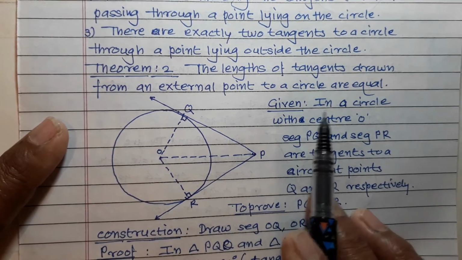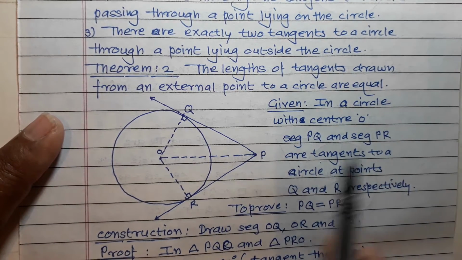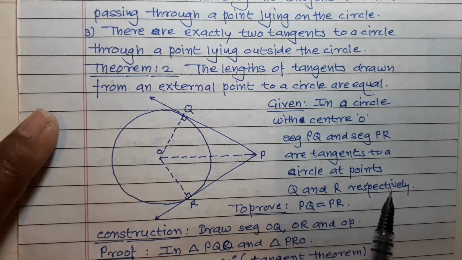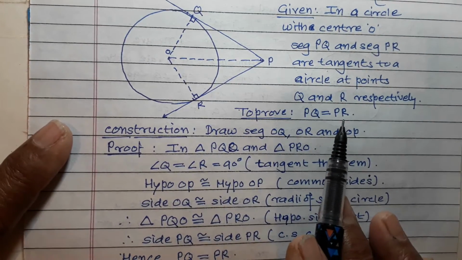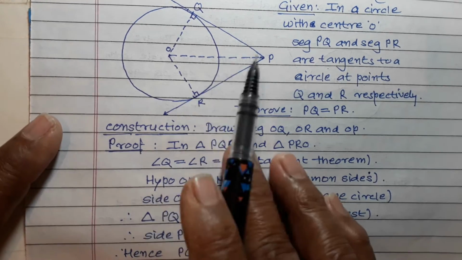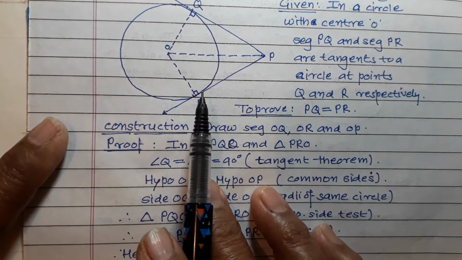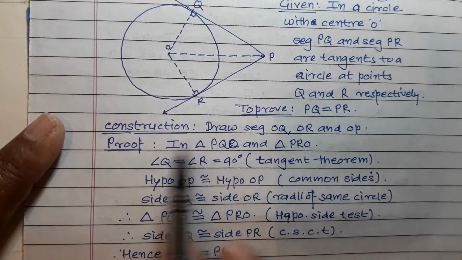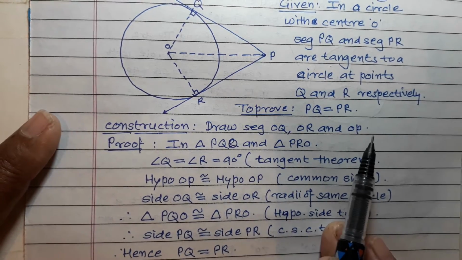Given: in a circle with center O, seg PQ and seg PR are tangents to the circle at points Q and R respectively. To prove: PQ is equal to PR. This theorem is important, and it also gives you some very important properties, so try to concentrate. Construction: draw seg OQ, OR and OP.